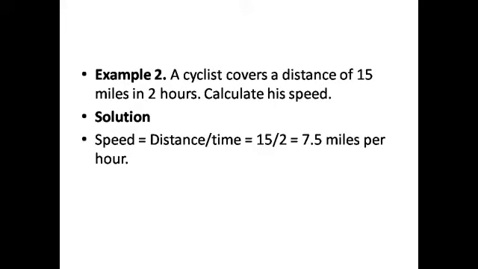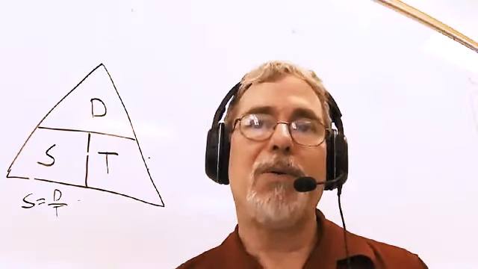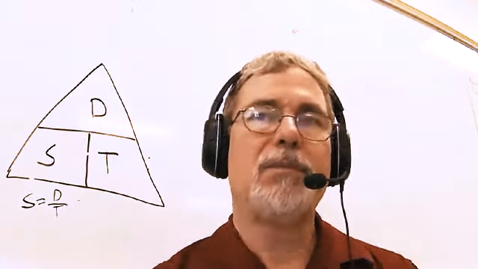Here's a very basic speed problem. Speed is distance over time. They say a cyclist covers a distance of 15 miles in 2 hours. What is his speed? So I have distance, I have time. It'd be 15, distance over time. 15 divided by 2 will give me 7.5.